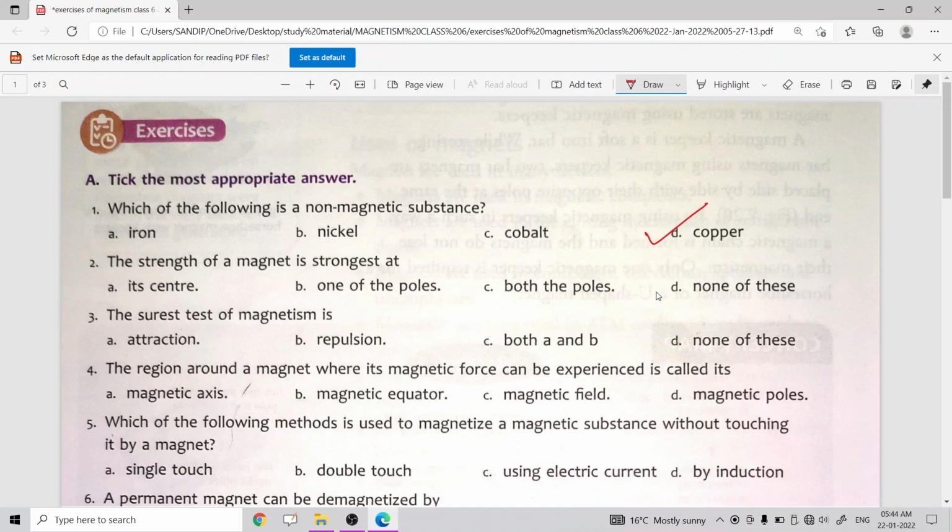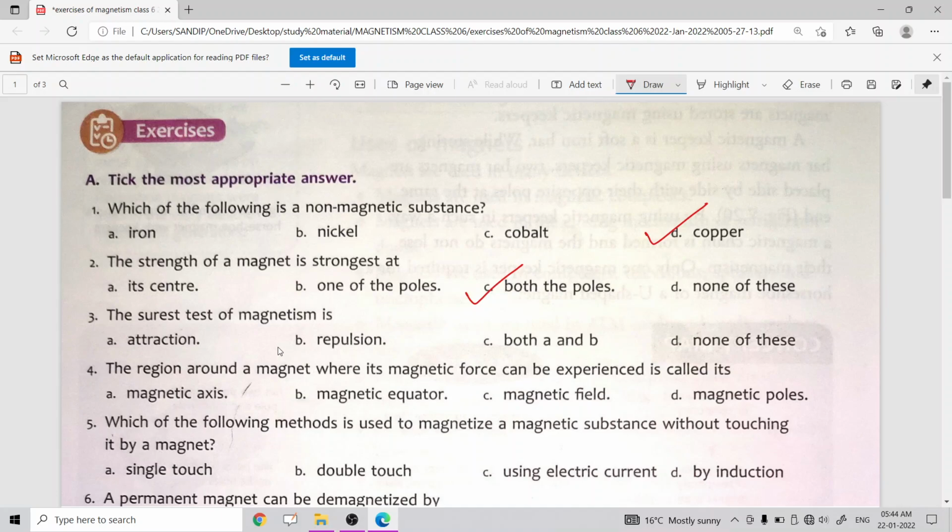The next one is: the strength of a magnet is strongest at its center, one of its poles, both the poles, or none of these. The correct option is both the poles. At its center, the strength of a magnet is approximately 0.